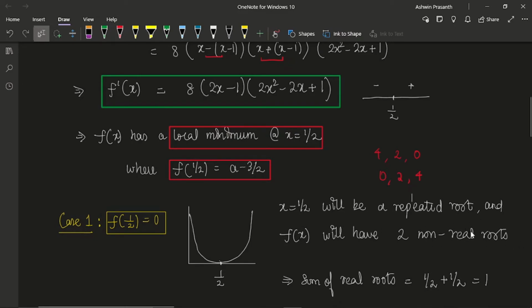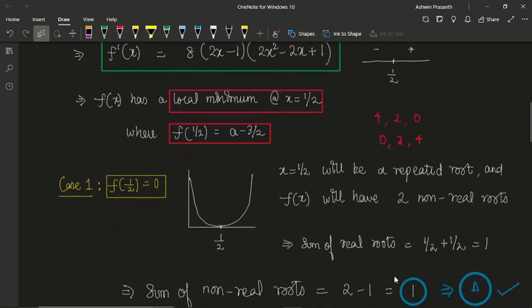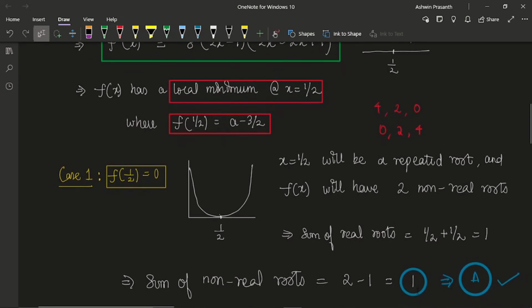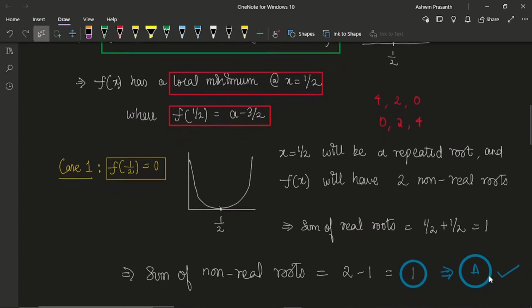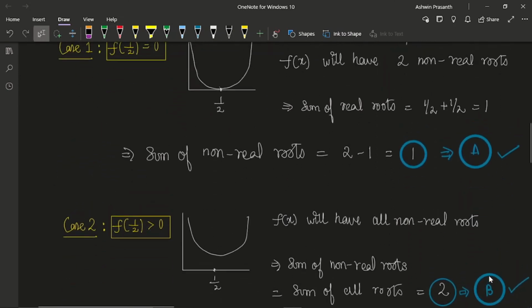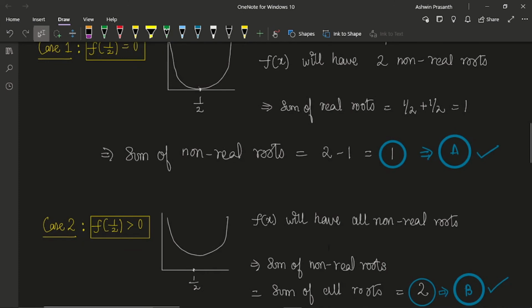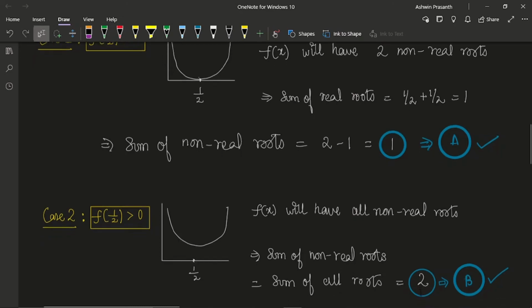non-real roots. Here the sum of real roots is equal to half plus half, which is equal to 1, and as we found before, the sum of all roots is equal to 2. So we can easily say that the sum of non-real roots should be equal to 2 minus 1, which is 1, which is option A. Now case 2: if f of half is greater than 0, we can clearly see it has no real roots, so all non-real roots. So the sum of non-real roots is the same as the sum of all roots, which is 2, which is our B option.